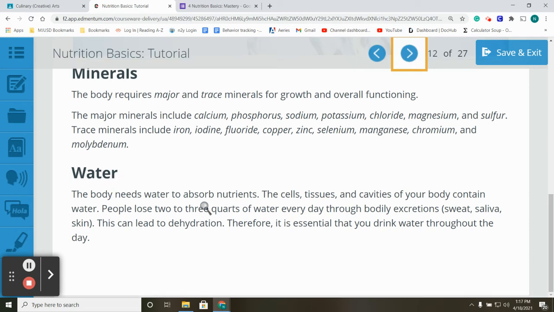Water. The body needs water to absorb nutrients. The cells, tissues, and cavities of your body contain water. People lose 2 to 3 quarts of water every day through bodily excretions, sweat, saliva, and skin. These can lead to dehydration. Therefore, it is essential that you drink water throughout the day.